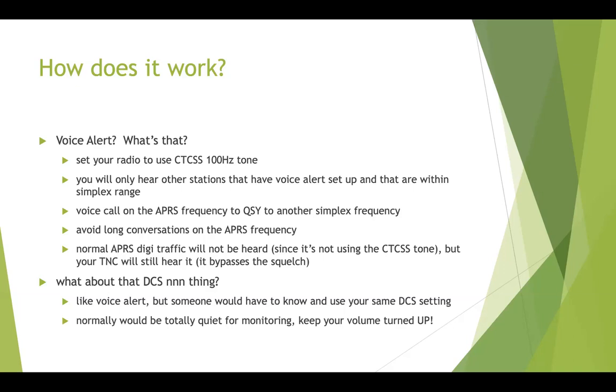So your TNC is still going to hear all the traffic, but you don't have to sit and listen to all the traffic, right? You don't have to sit there with your radio humming away and squealing and squawking all the time. Rather than turning your volume down, you can leave your volume turned up, and with the voice alert, if you hear somebody, you know that they're within simplex range. And if you hear too many somebodies within simplex range, like you're at a hamvention and everybody's got voice alert turned on, flip it over to APRS mute, and you will only hear people who have chosen the same DCS code as you.